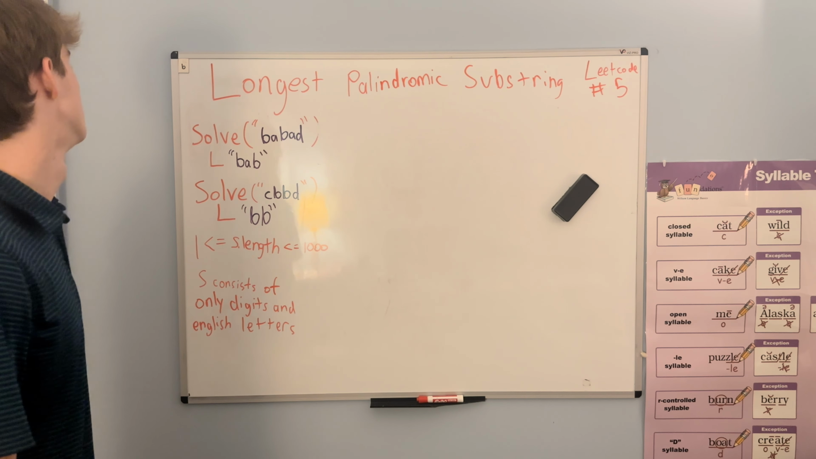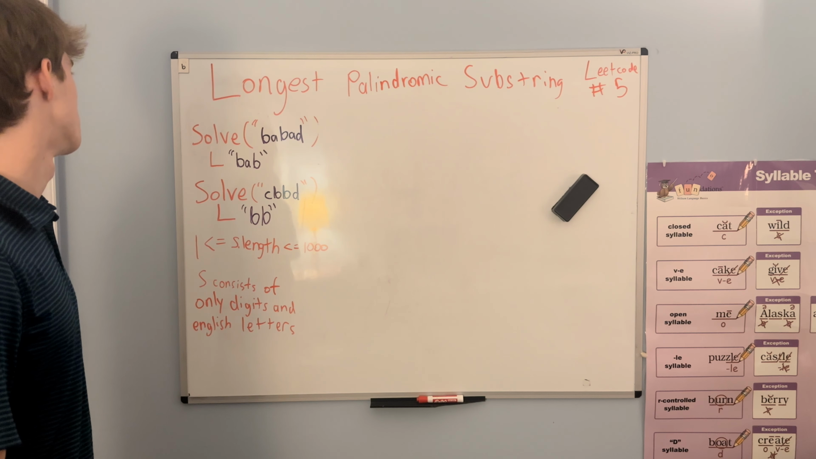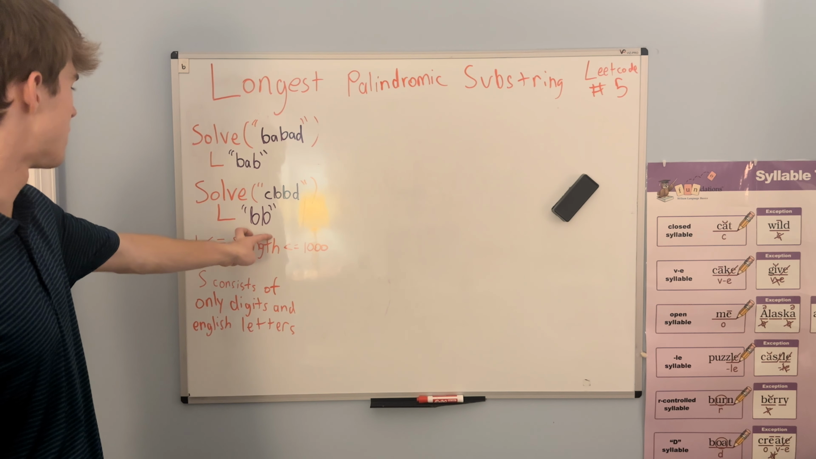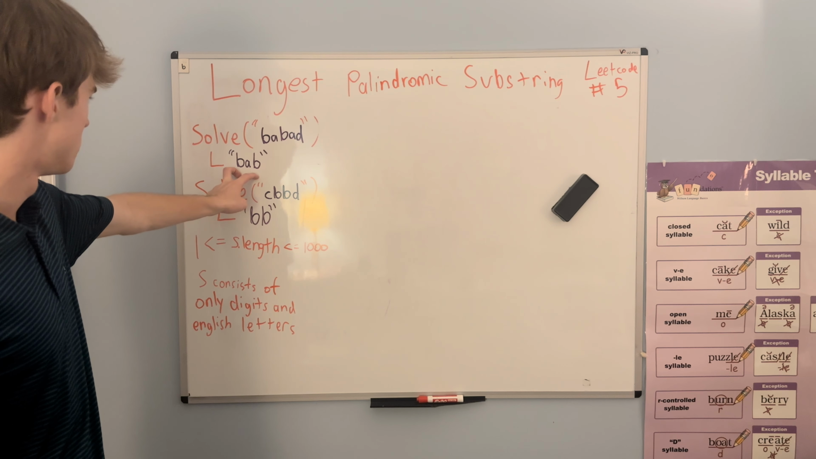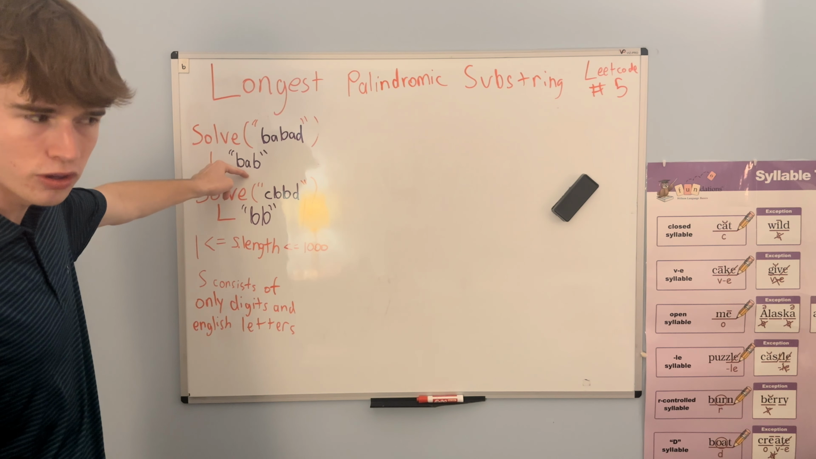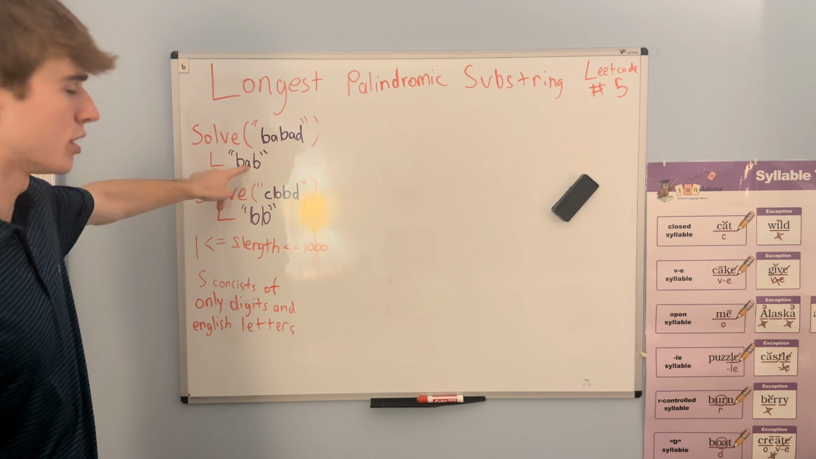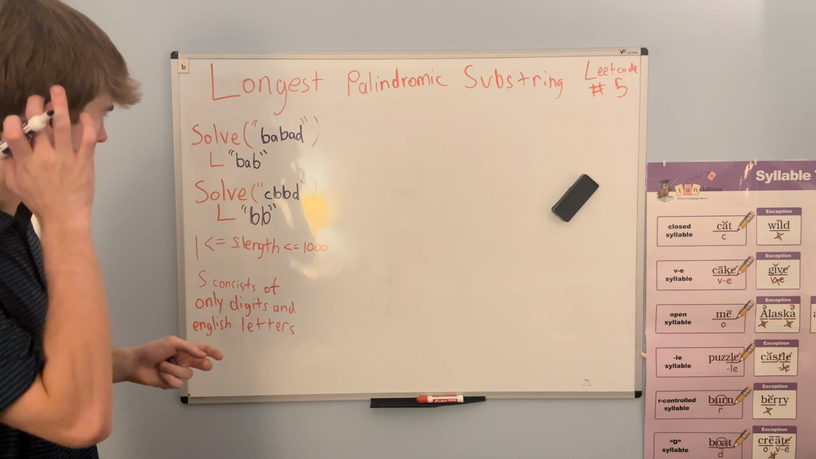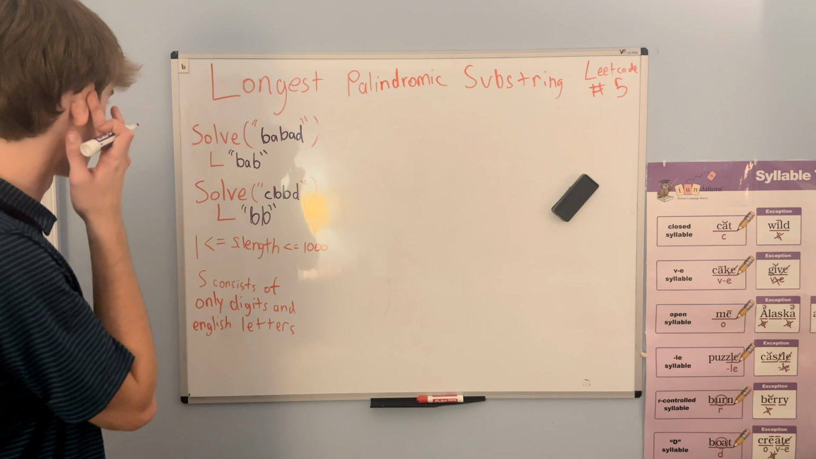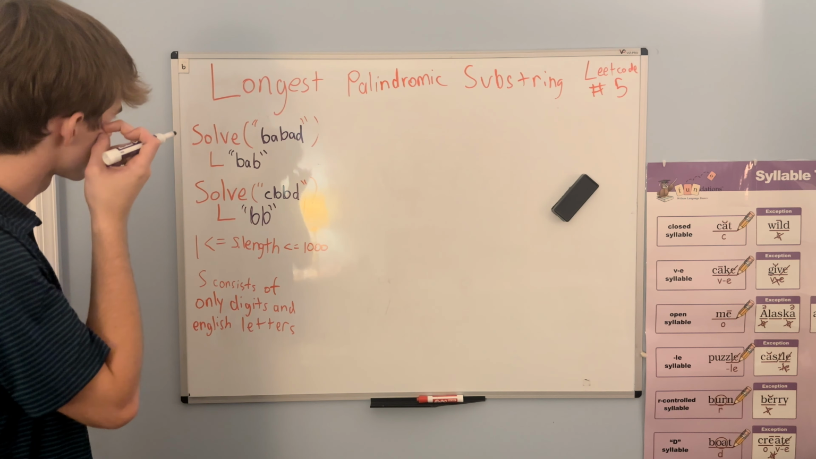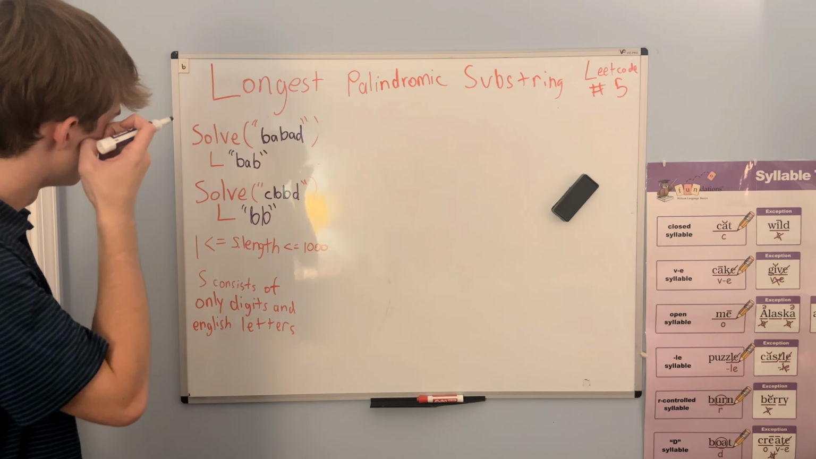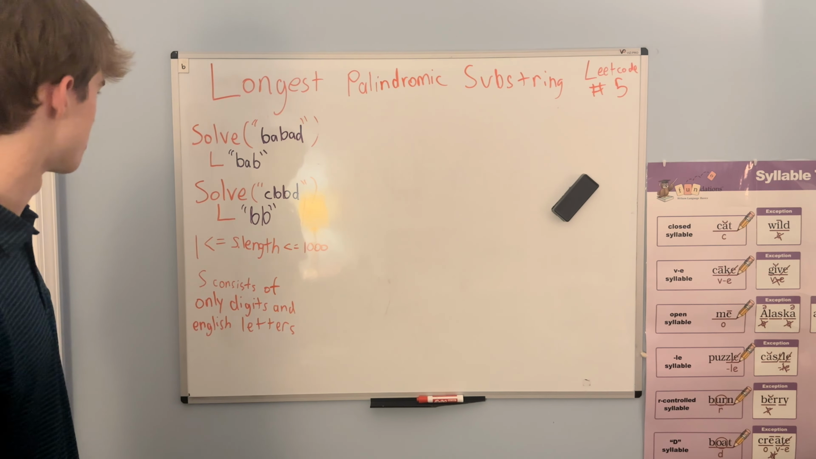Well, wait. This one's B and B, but then this one's B and B, but there's like an A in the middle. There's only one of those. But, okay, yeah, but that doesn't matter because it's nothing to reflect to, so that element doesn't matter. Okay? So there's two different types of palindromes. There's an odd and an even one.